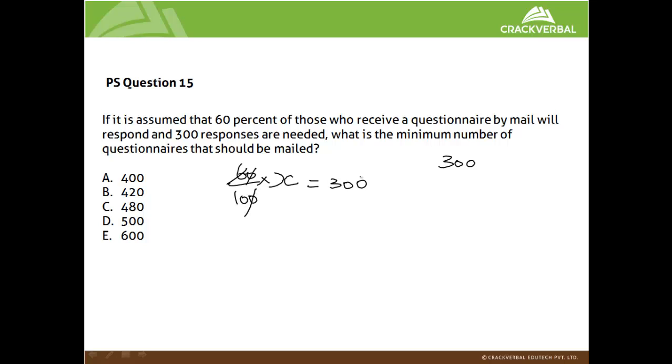So 5 times 30, so 50. So you can cross multiply 10. So X will be equivalent to 500. So eliminate all the other answer choices. The answer has to be D. And this is a very simple question. If you do the algebra here, it becomes very simple. So the answer has to be D. Eliminate all the other answer choices.